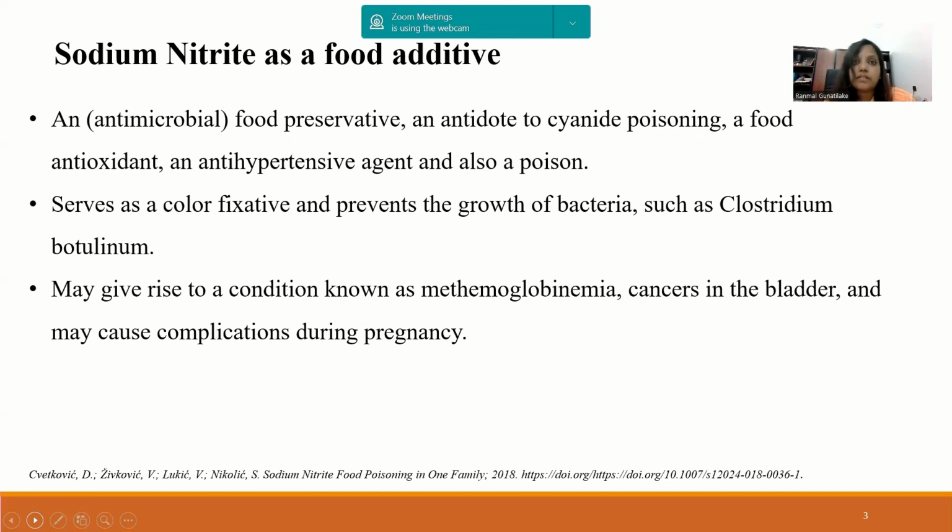It can also cause cancers in the bladder and has been identified by the IARC as a group 2A human carcinogen.